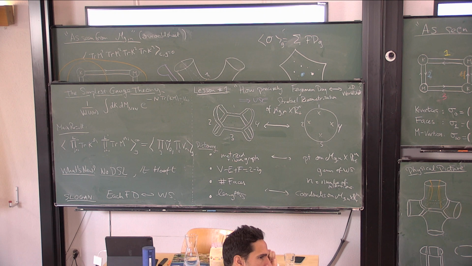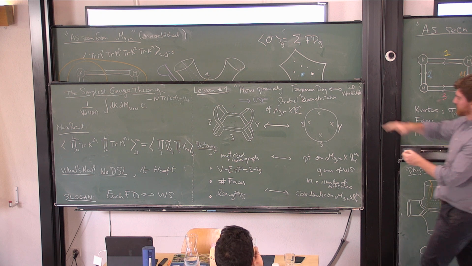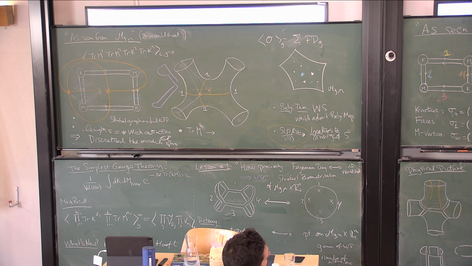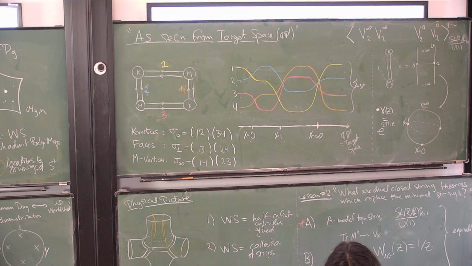So, yes, from the construction I understood, you have a ribbon graph, map it to some Riemann surface, and then map it to some embedding into some target space. What information besides this map into target space would a worldsheet theory have? Can you compute a correlator on the worldsheet together?